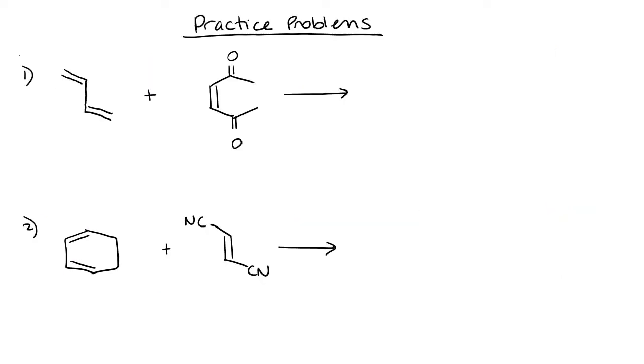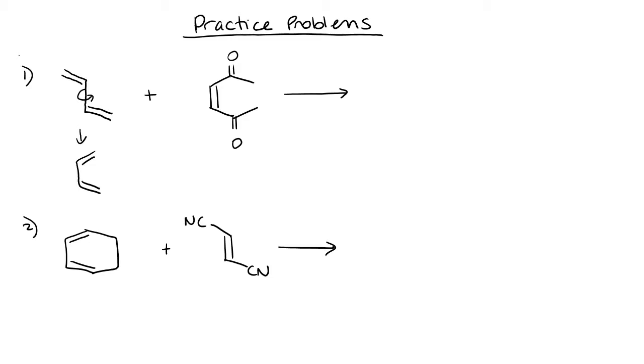Let's go ahead and do a couple of practice problems, and then we'll take a look at the applications of the Diels Alder reaction. So starting off with problem number 1, we have our conjugated diene, and we have our dienophile, the alkene. Now, taking a look at this conjugated diene, it's currently drawn in the S-trans conformation. However, it's important to note that we can rotate around this bond in order to get the S-cis conformation. So even though it's drawn this way, it can still adopt the S-cis conformation.